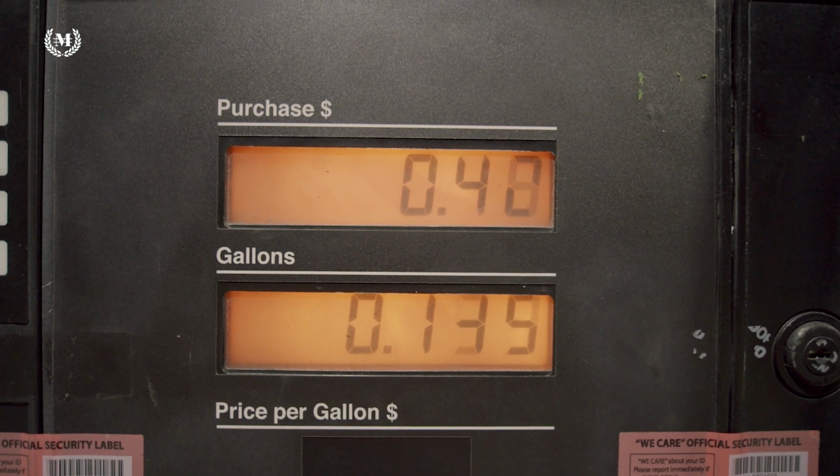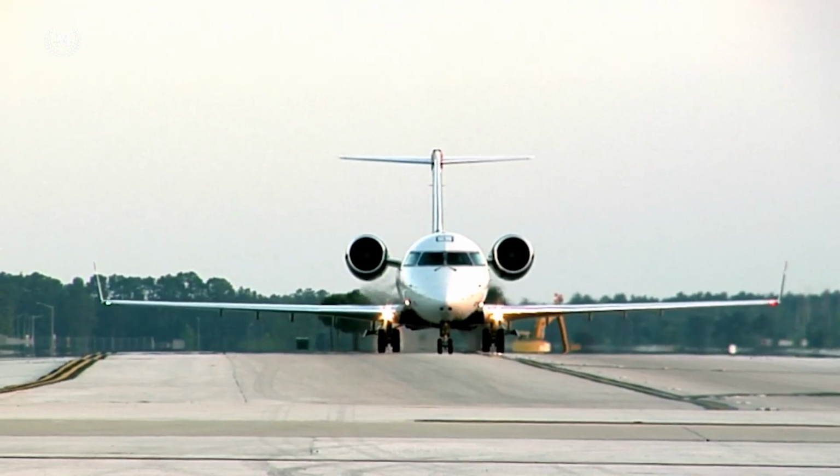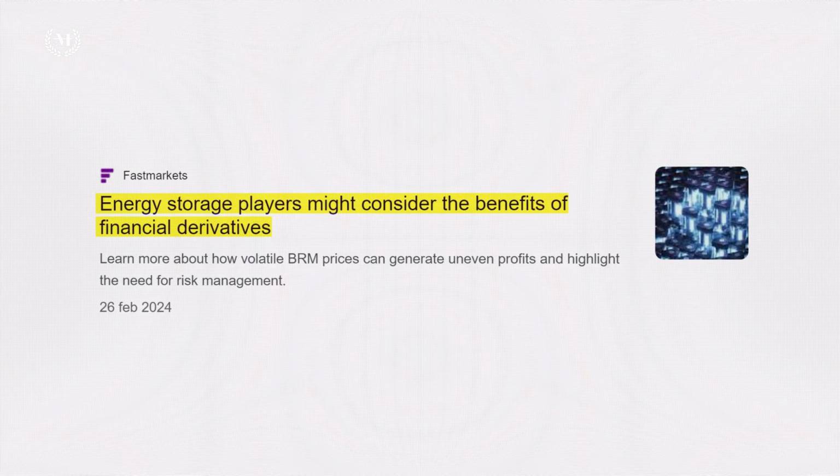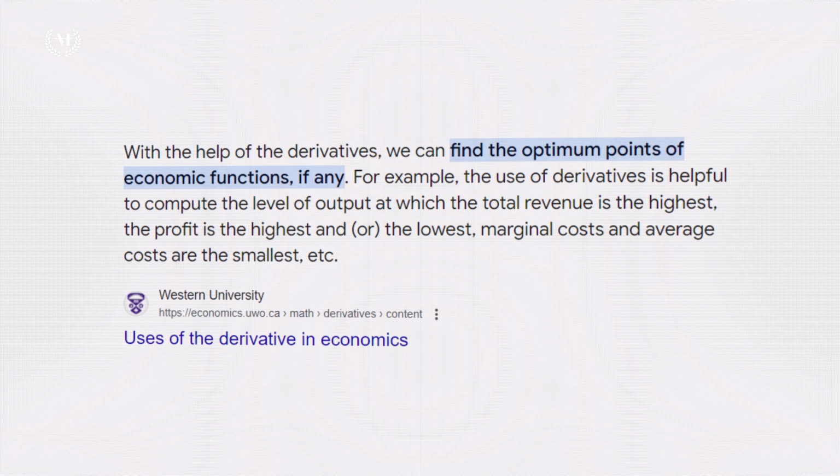In this case, a derivative is like buying insurance for the price of fuel. By using a derivative, an airline can agree to buy fuel at a specific price in the future. If the price of fuel goes up, they're protected because they are already locked in at a lower price. It's a way to manage risk and keep costs under control.